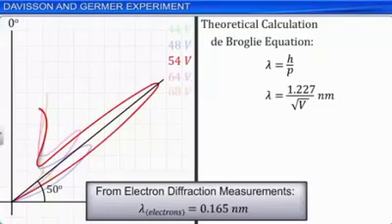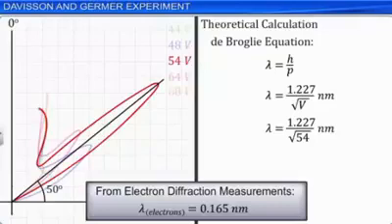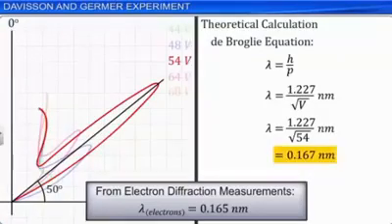In this experiment for diffraction of electrons, the peak value of intensity was observed at 54 volt. On substituting this value in the equation and simplifying, we get the associated wavelength equal to 0.167 nanometer. This theoretical value is in agreement with the experimentally obtained value of de Broglie's wavelength for electrons.